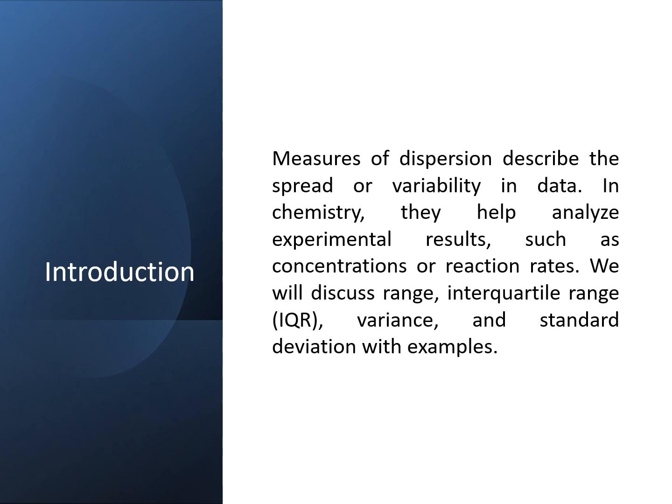Introduction. Measures of dispersion describe the spread or variability in a data set, while measures of central tendency like the mean or median give us an idea of a typical value. Dispersion tells us how much the data varies. In chemistry, this is particularly important for understanding consistency in experimental results. We'll focus on four key measures: range, interquartile range, variance, and standard deviation.